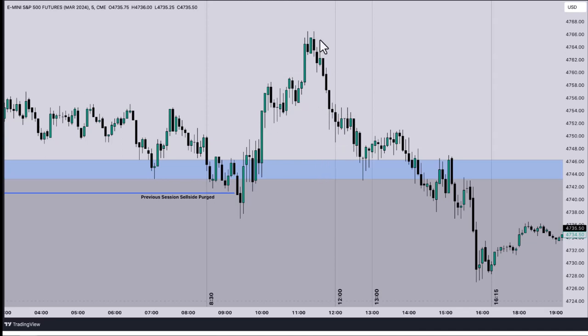So it took out all the buy side. Market structure shift, went down during lunch, created a low between 1300 and 1400, consolidated to the upside before taking down the sell side, retracement, and then it took down the sell side even further.